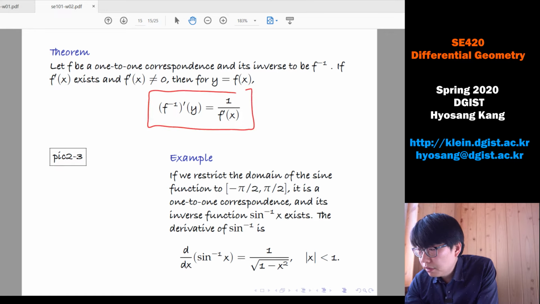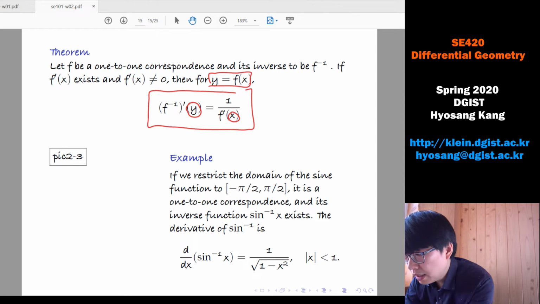So please either memorize or understand this formula. This is a very important formula. If you want to take a derivative of an inverse function, you can simply take the reciprocal of the derivative of the function. So how do you derive this equation? Importantly, note that I used y and x, which are related by y equals f(x). In the usual definition, the derivative of the inverse function is written as (f inverse) prime of x.